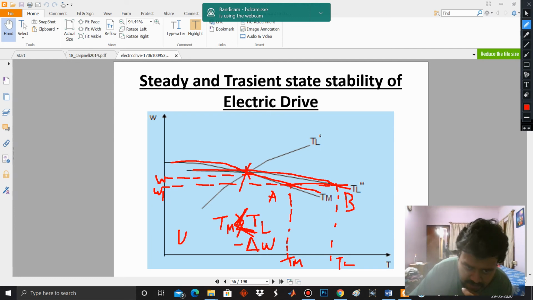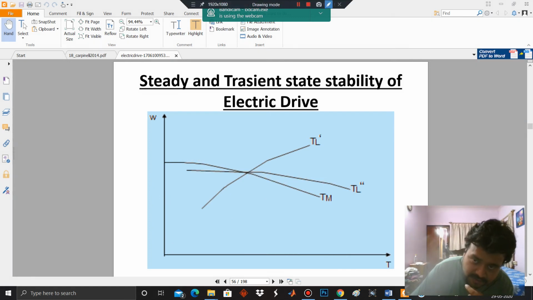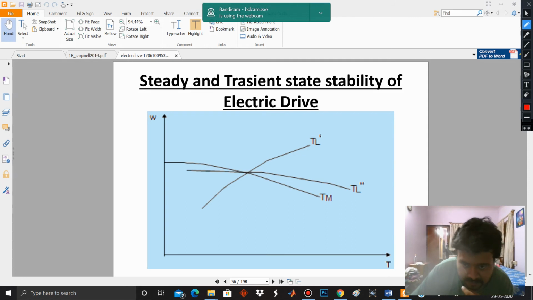So this is unstable. This is an unstable system. So on the contrary, again we will highlight these torques in red, and let us now assume your operating point is this one, omega, the point of intersection of tau L double dash and tau m. Now previously there was a deceleration and now there is an acceleration.